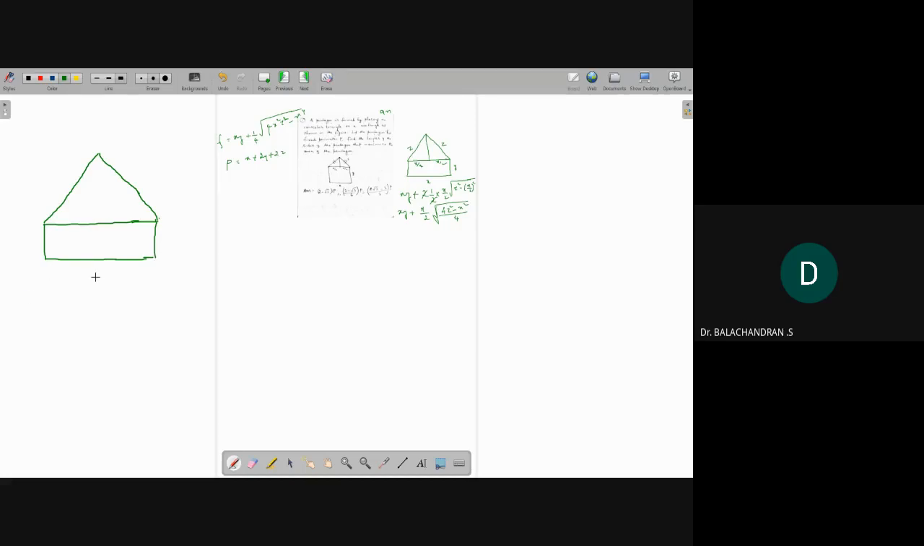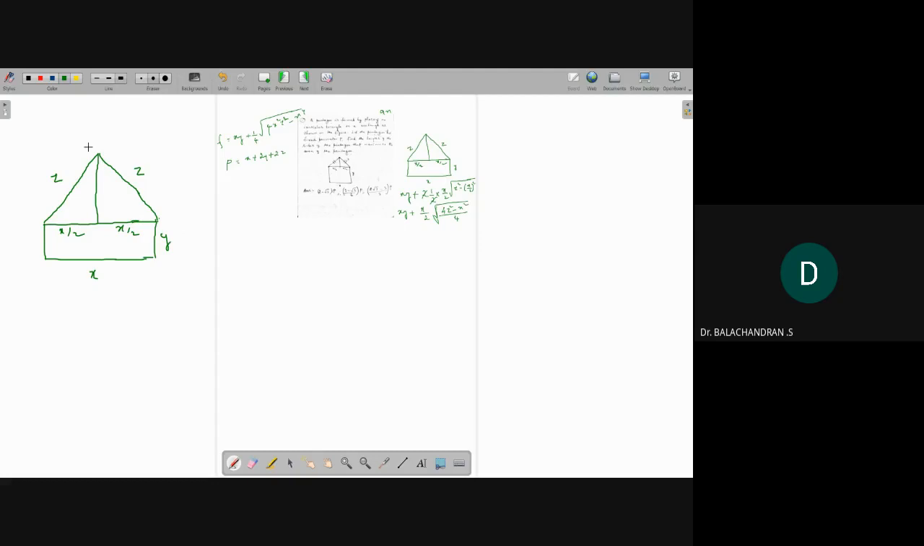Okay, now I will take the rectangle. The length of the rectangle is x and the breadth is y, and I will take this length as z. So this is z, and this is also z. Okay, and then I divide like this. So this is x by 2, and this is x by 2.